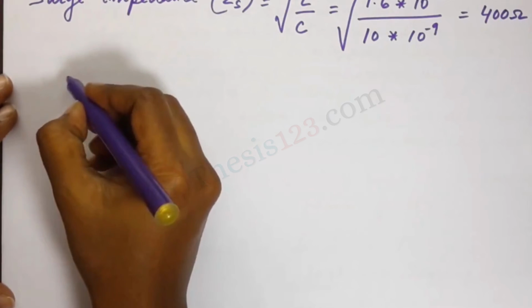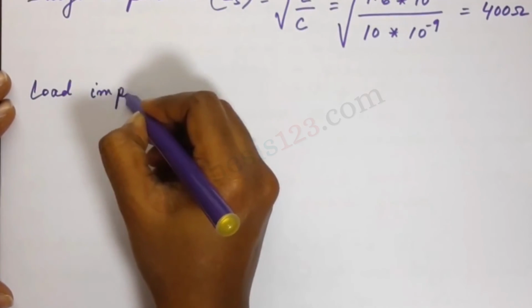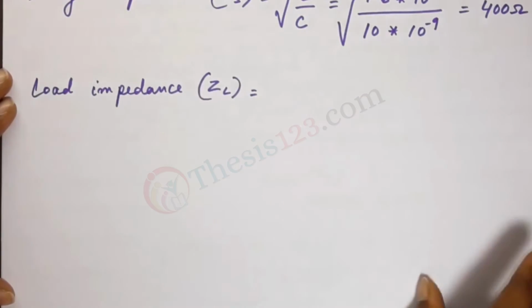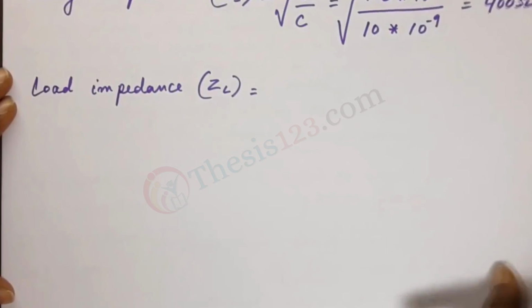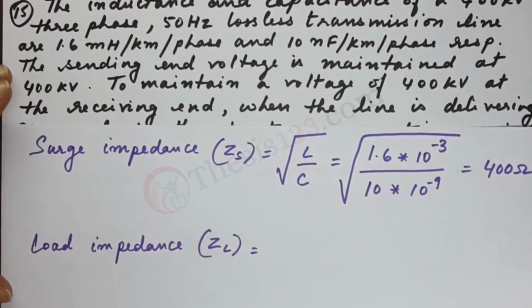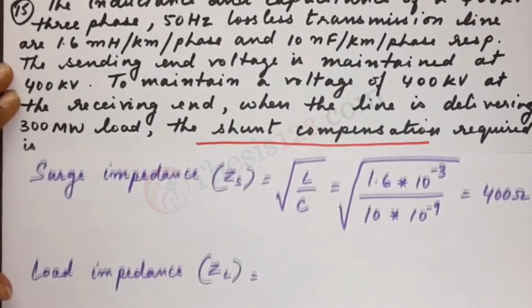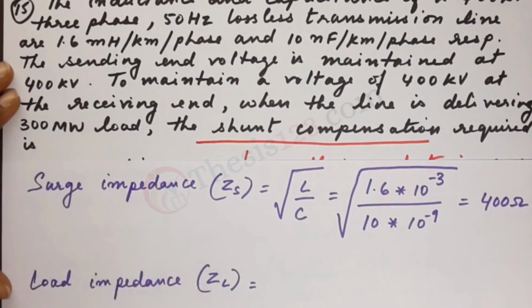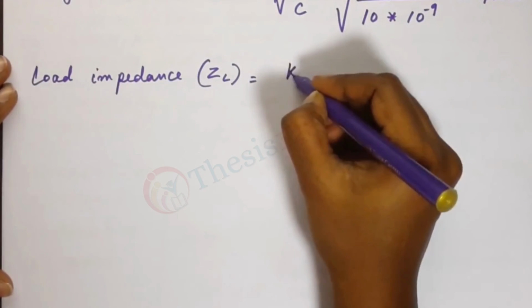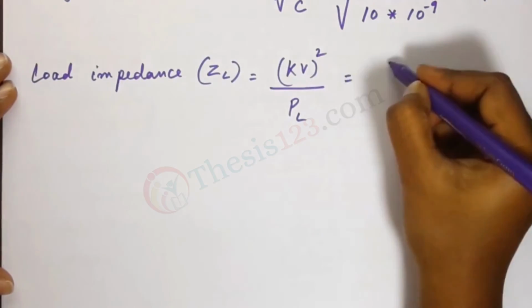Now let's look at the load impedance ZL. ZL can be calculated in terms of the power that's given. We have been given 400 kV and a load of 300 megawatts. So the load impedance is kV square divided by the load power.